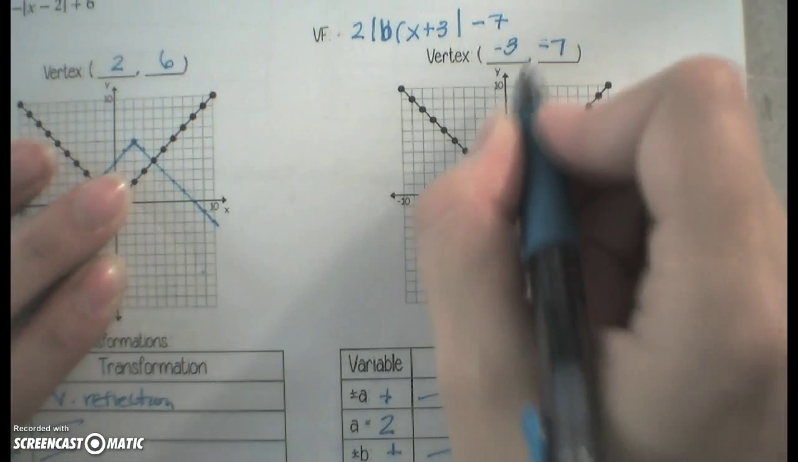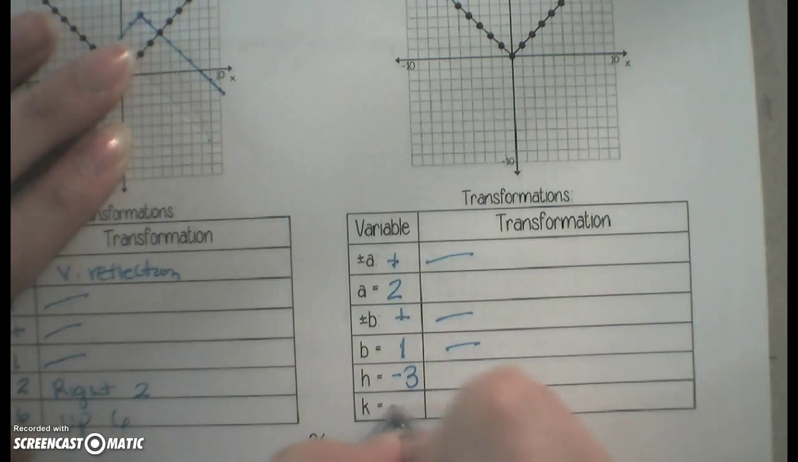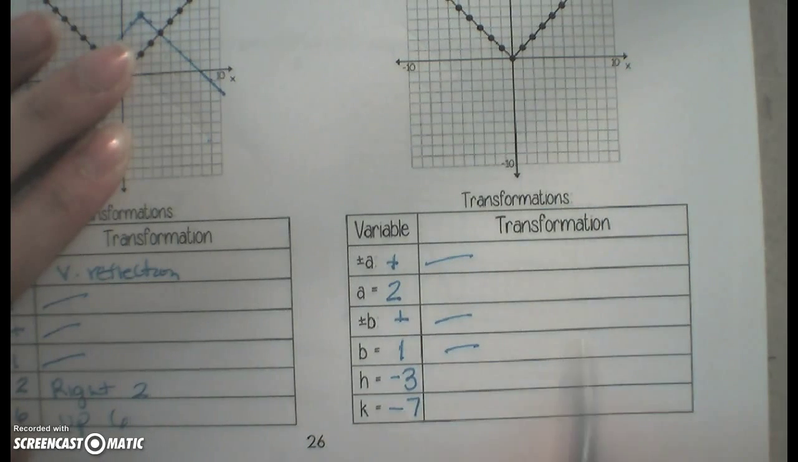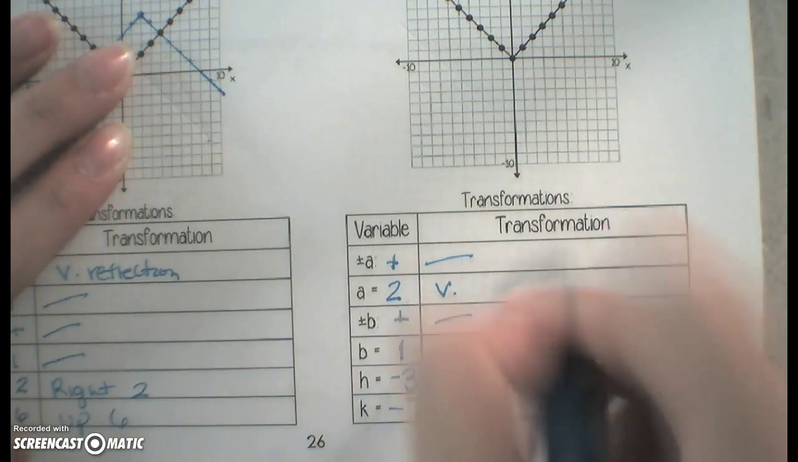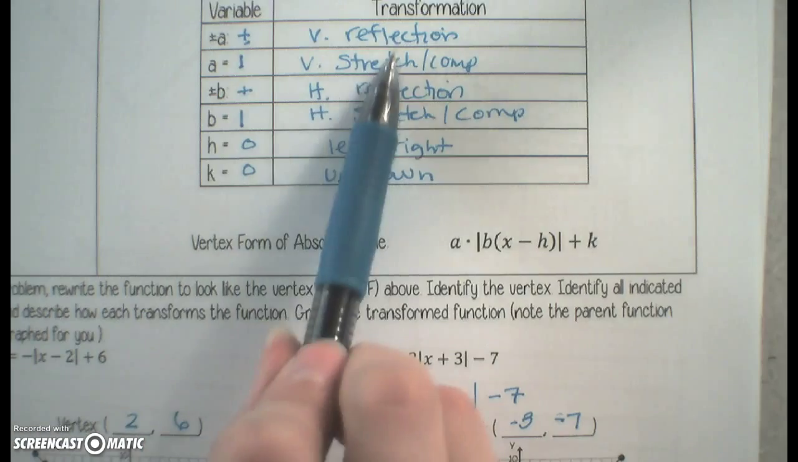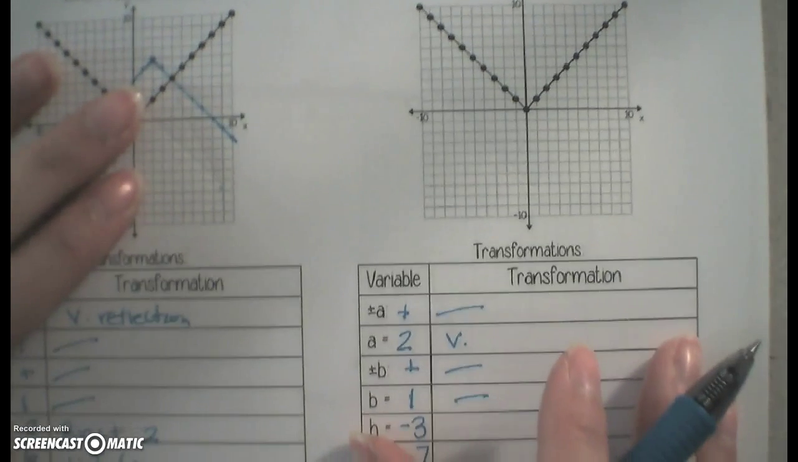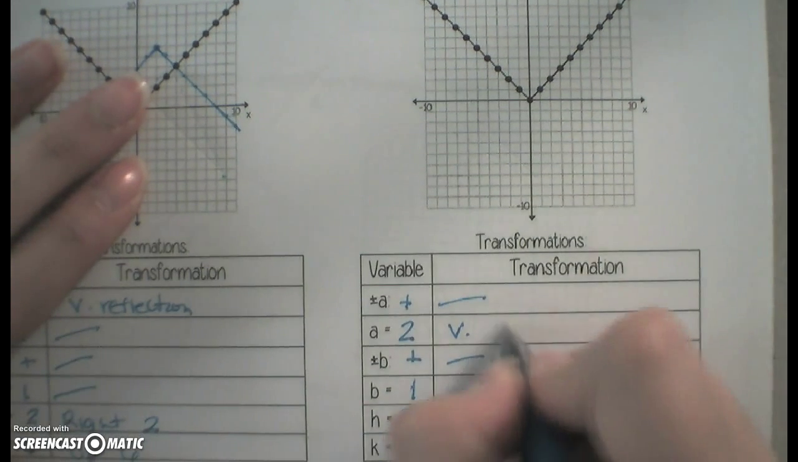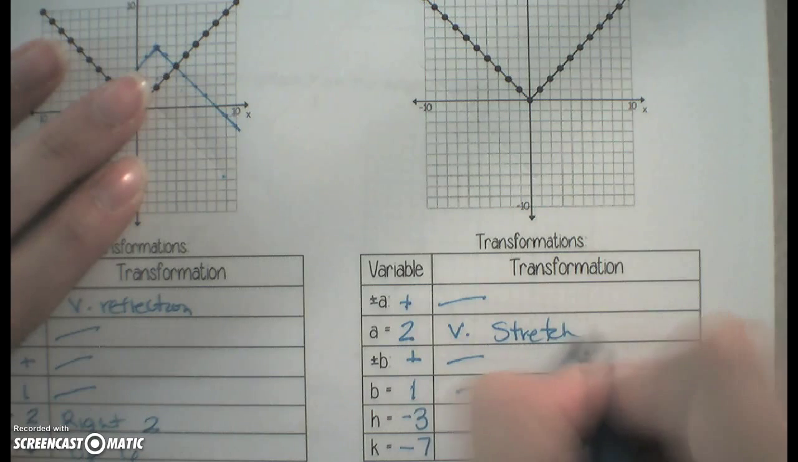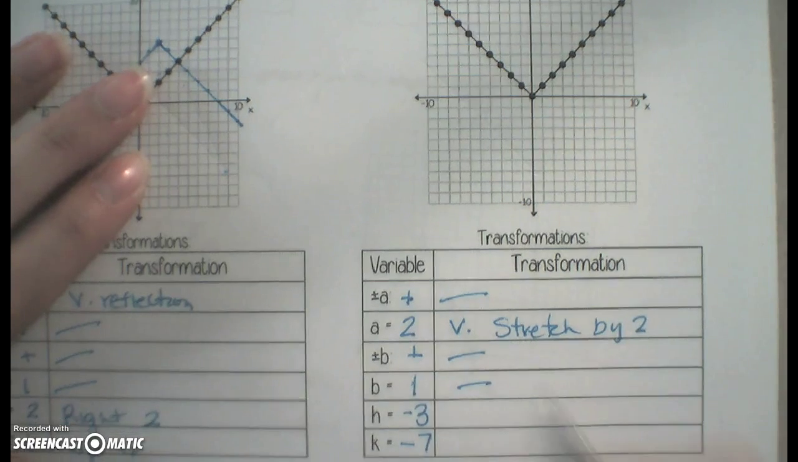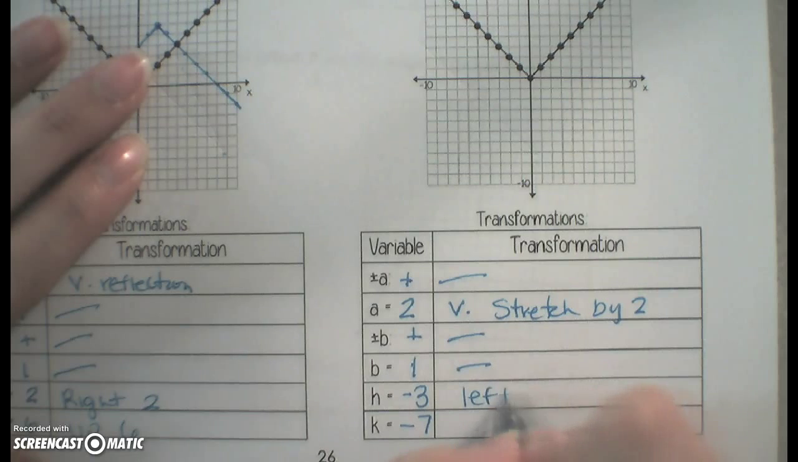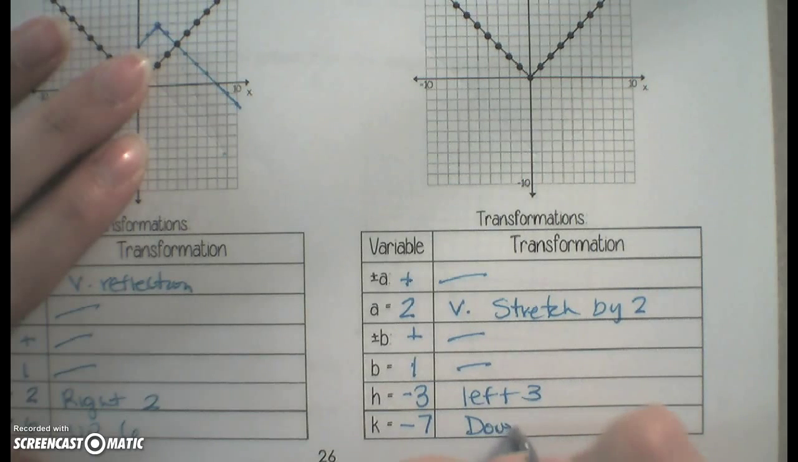And K, we can get this from our vertex, -7. So now we know this is a vertical. And again, you can go back up to your top box here to help you. It's either a vertical stretch or compression. And in this case, a big number would make it a stretch by 2. And then we have moving it left 3 and down 7.